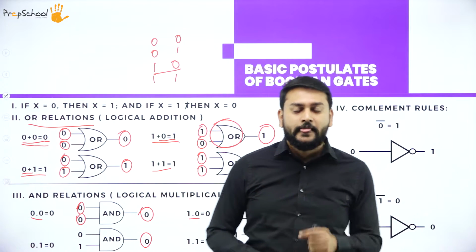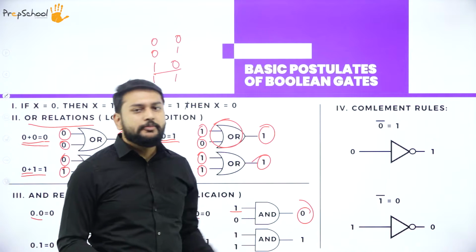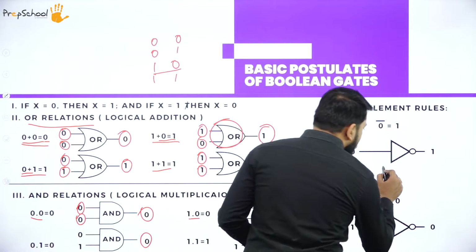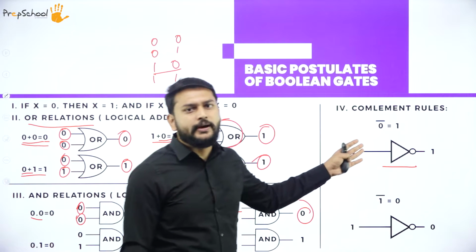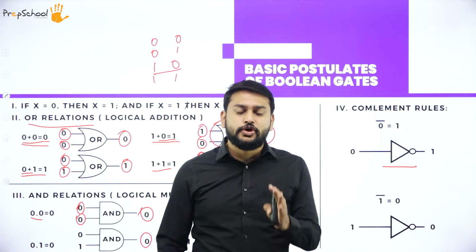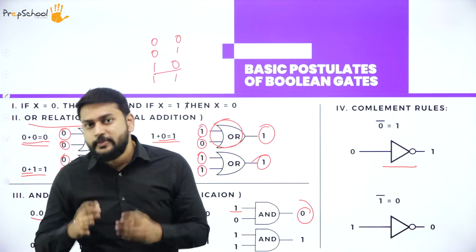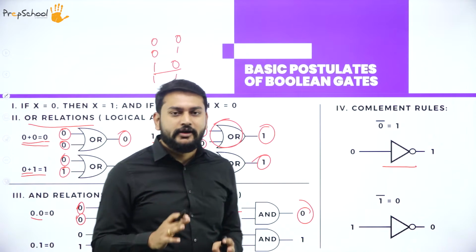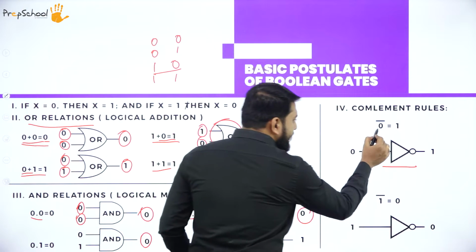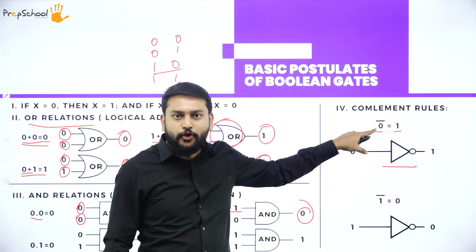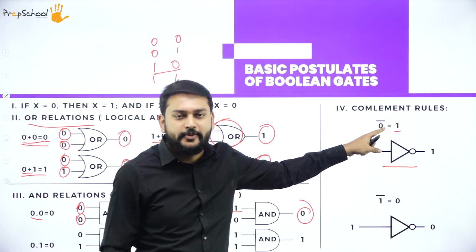The last one that I have is complement rules. It's very simple. You all know that this is a NOT operator. If you are passing 0, your output will be 1. And if you are passing 1, your output will be 0. So that's the complement, right? So 0 dash is equal to 1. Yes or no? Yes. So the complement of 0 will be 1. That's what you need to remember, right?